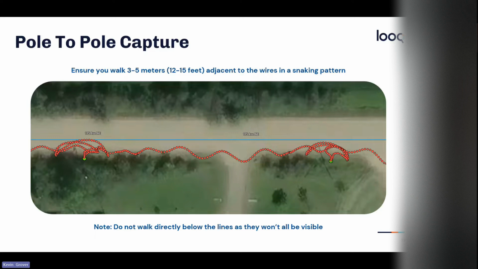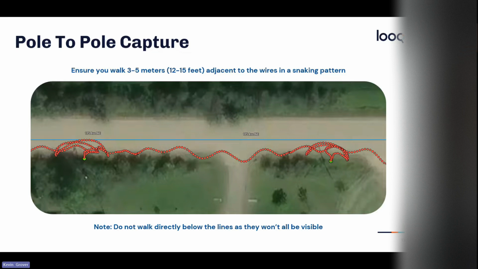The benefit of this is it actually does allow our reconstruction engine to just work better, to constantly change the imagery geometry as we're walking from pole to pole. So by walking in what we call a snaking pattern, drunken sailor, whatever you want to call it, to walk from pole to pole, it just allows us to change that geometry.